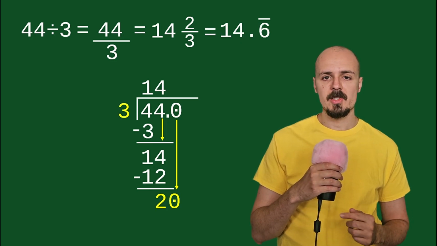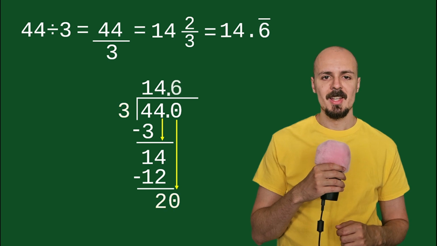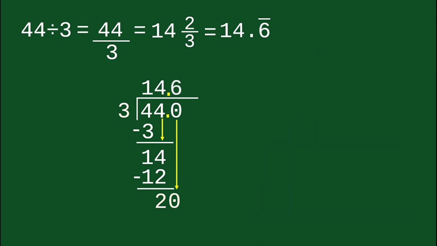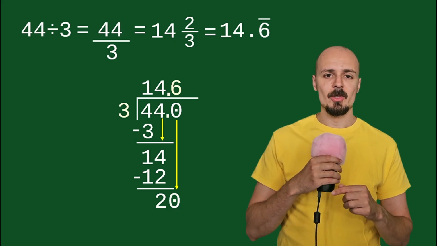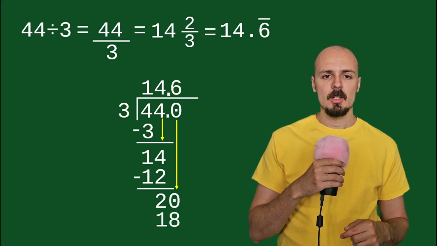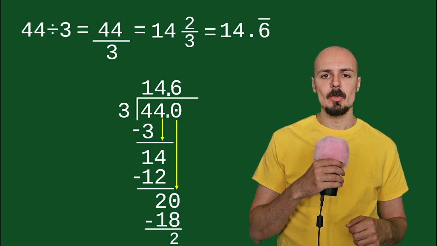3 goes into 20 6 times, so I put a 6. So I forgot to mention, see how I put the decimal in my answer right above the decimal in the dividend? It is very important that these are lined up like this. The location of the decimal in the dividend will always show you where the decimal goes in your quotient, or answer. Okay, let's continue. Now 6 times 3 is 18, and 20 minus 18 is 2.